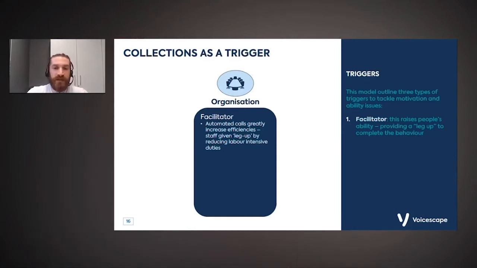It does so by reducing the labor-intensive duties of staff and therefore raising their ability to maximize engagement, and in this particular case, process payments for former tenants. And it does so by prioritizing their time and energy, allowing them to facilitate and prioritize actions that require that human touch rather than the duties that can be carried out by automation.